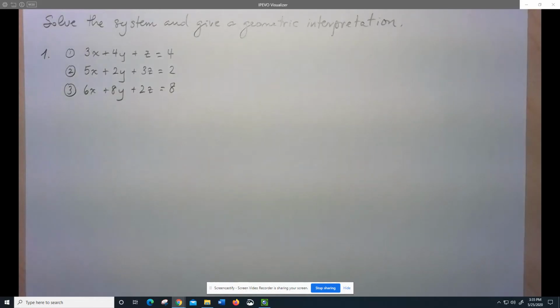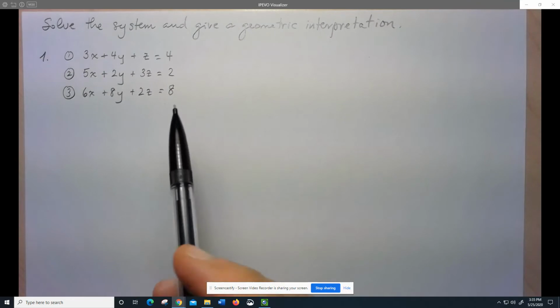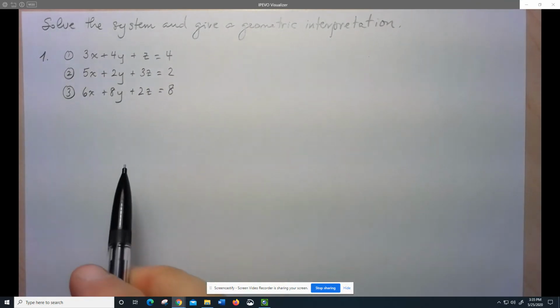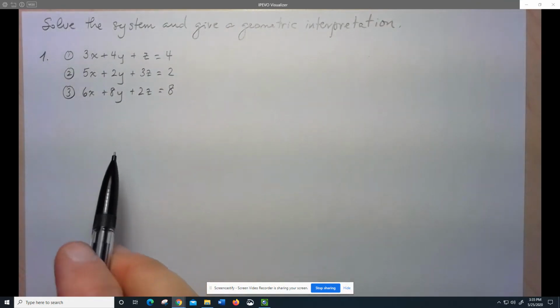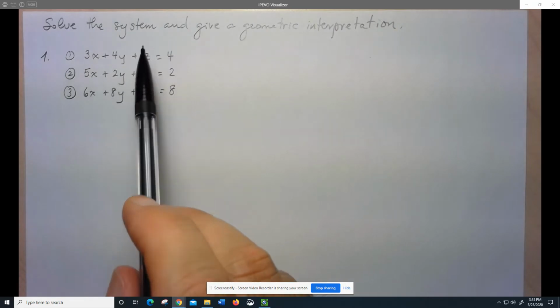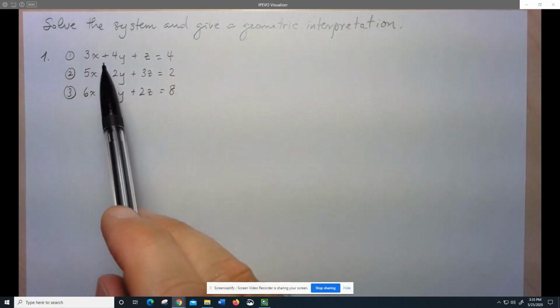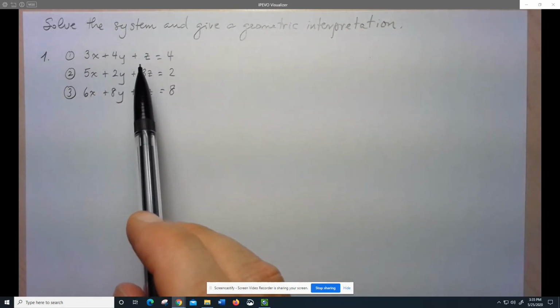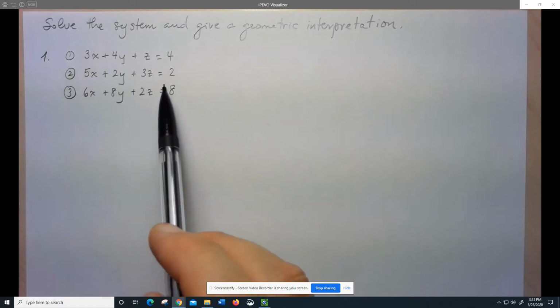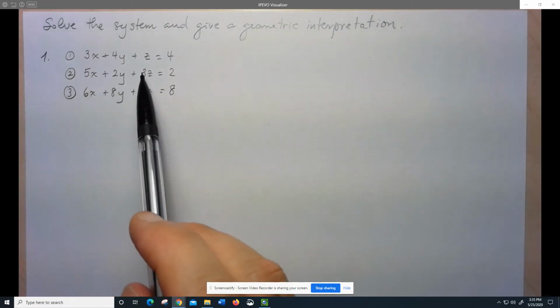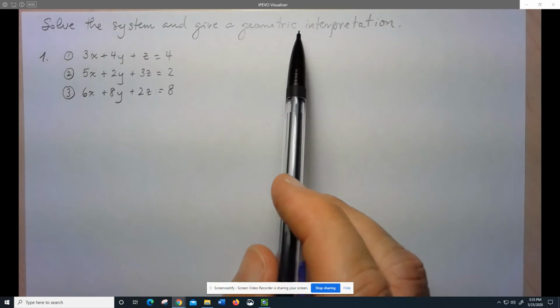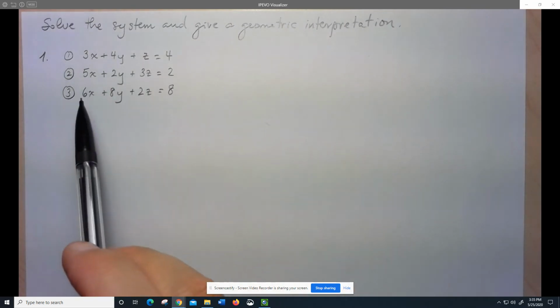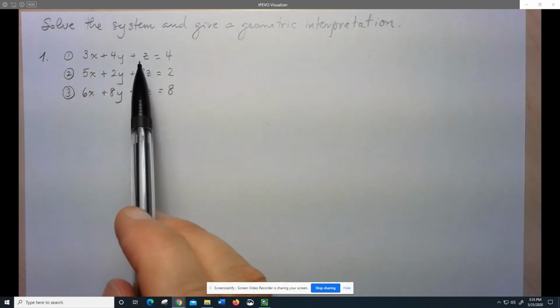Hi, folks. In the first lesson, we saw the different ways in which three planes can interact. All right, so here what we want to do is solve the system of equations, which means determine the x, y, and z values that satisfy all three equations. And then we want a geometric interpretation, because when you look at these three equations, they could geometrically represent planes.